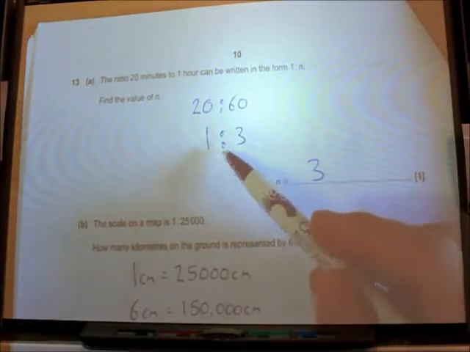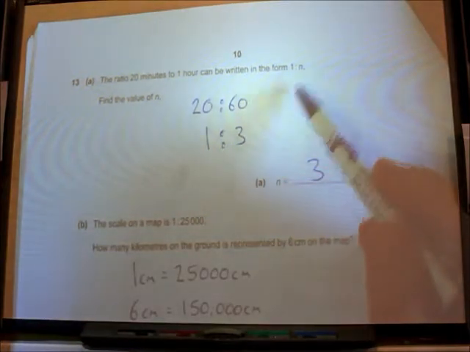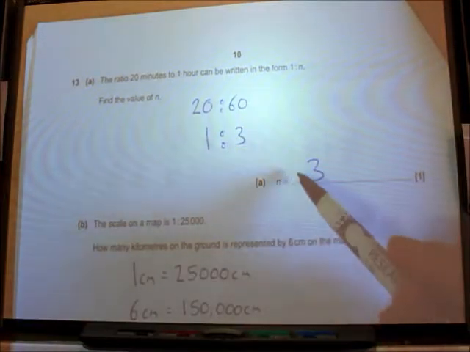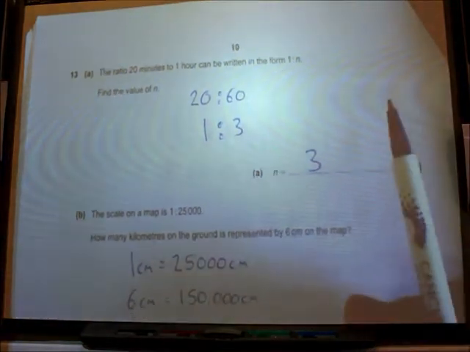So it can be written in the form 1 to n being 3. So the answer is 3 for 1 mark.